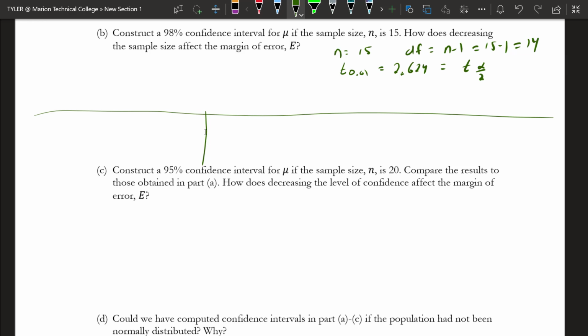So then to find the confidence interval, remember we're going to take x bar plus or minus t sub alpha divided by 2 times s divided by square root of n. So x bar is 50. My critical t-score was 2.624. And this would be times s, which is 8, divided by square root of n, which is 15.